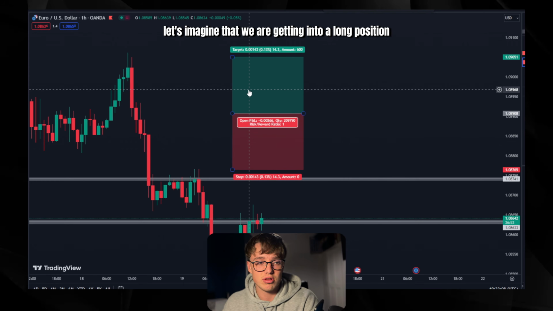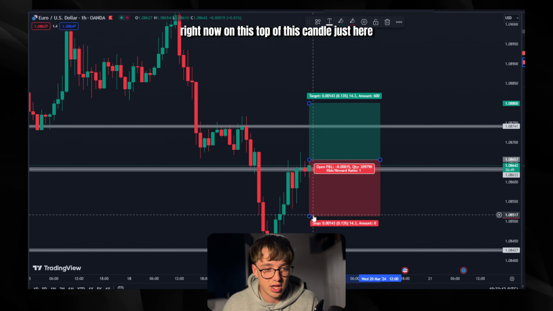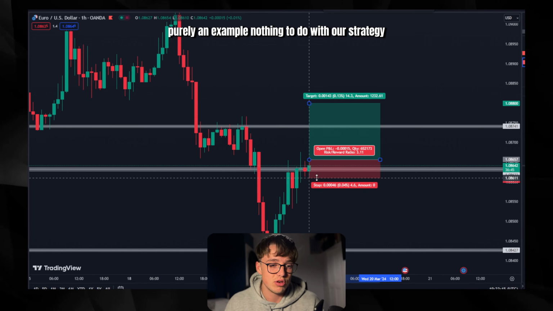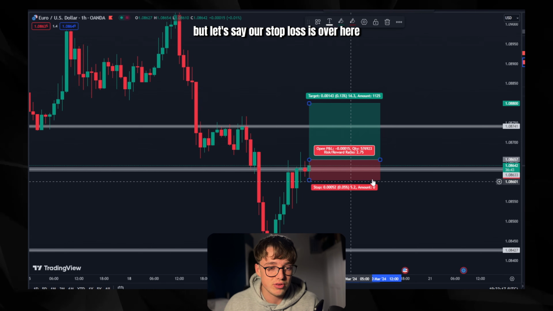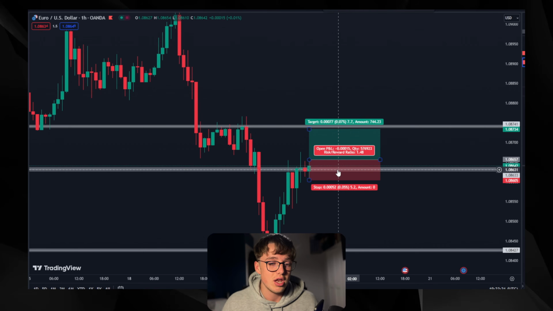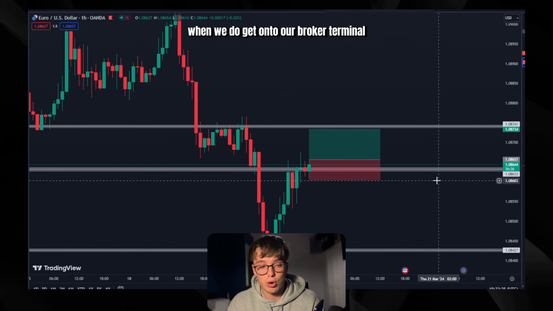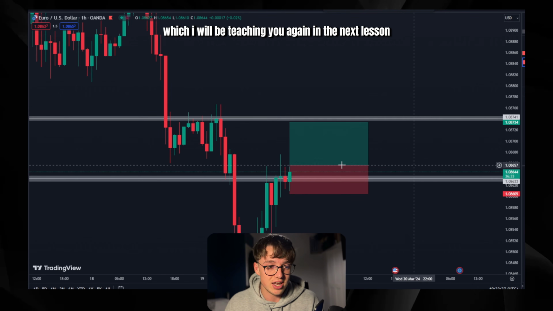Now let's imagine that we are getting into a long position right now on the top of this candle just here. Purely an example, nothing to do with our strategy, but let's say our stop loss is over here and our take profit is the next top of this range. Now this is going to indicate to us where we need to put our orders when we get onto our broker terminal, which I will be teaching you again in the next lesson.